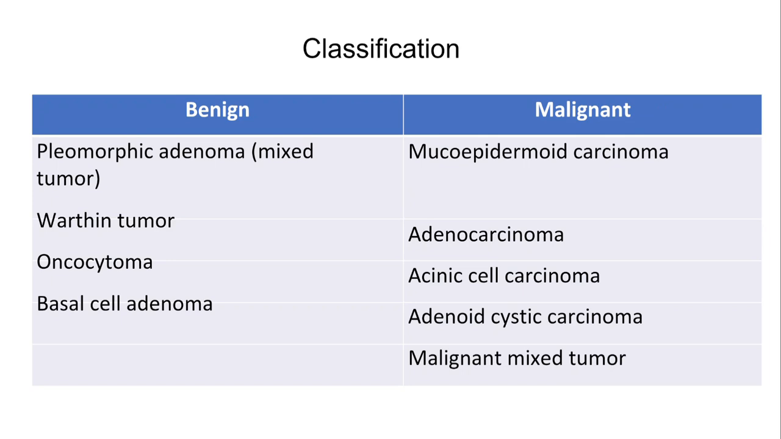Now, moving on to malignant tumors, the mucoepidermoid carcinoma is the most frequently occurring one. It's crucial for early detection and treatment due to its aggressive nature. Understanding these classifications helps in diagnosing and choosing the appropriate treatment plan for patients. Let's dive deeper into specifics, starting with Warthin's tumor in the next slide.